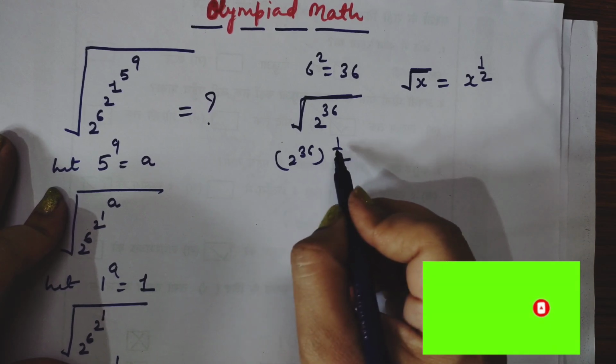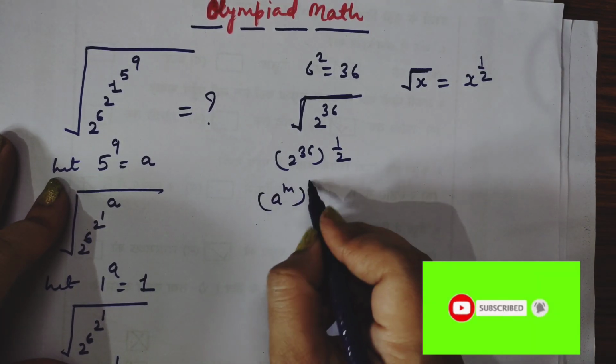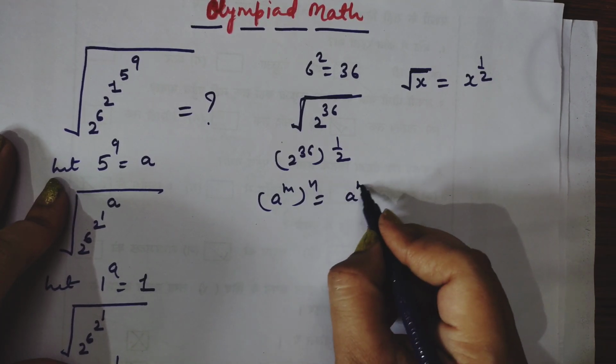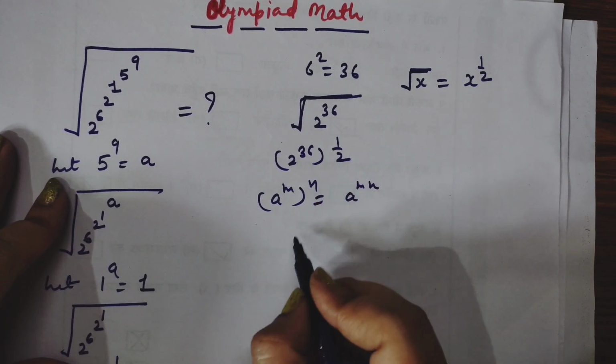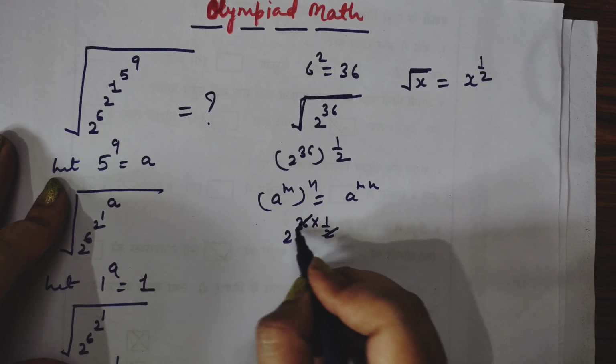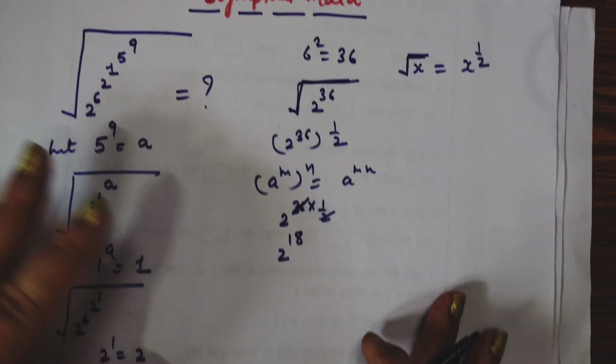Now we are using the law of exponent rule. A power m whole power n. The power to power rule says a power, these powers are multiplied, m n. So we'll multiply 2 power 36 multiplied by 1 by 2. So it will cancel out: 2 ones are 2, 2 eights are 16, 2 raised to the power 18.